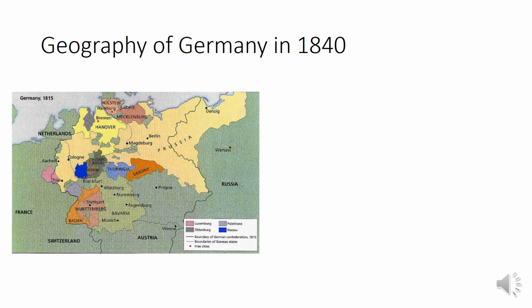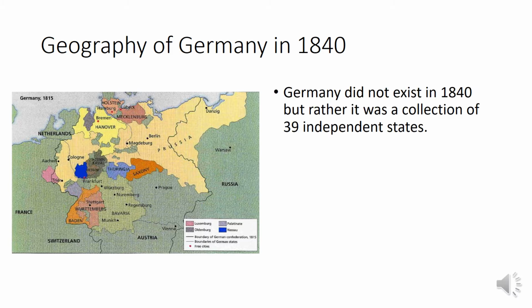So let's start off by having a look at the geography of Germany in 1840. In 1840, Germany did not exist, but rather it was a collection of 39 independent states. Each of these states was its own country. So each would have its own ruler, its own government, and it was not a collective union.